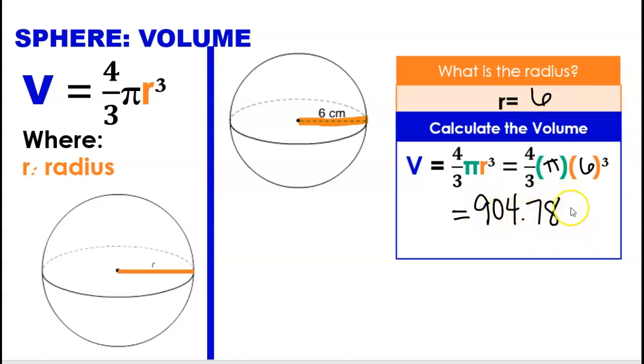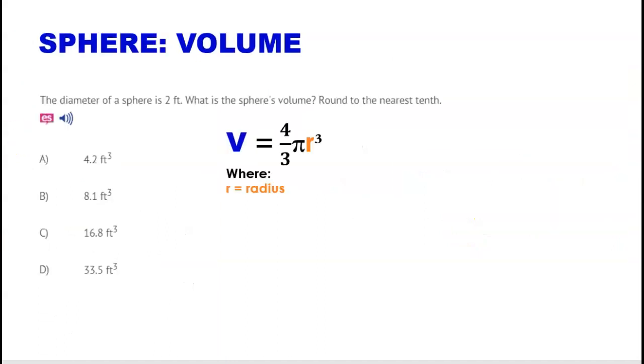904.78, and this would be centimeters cubed for volume. Okay, we have another problem here. It says the diameter of a sphere is 2 feet. Okay, so here's my sphere. I'm sorry, that is a horrible drawing. Okay, all the way across.